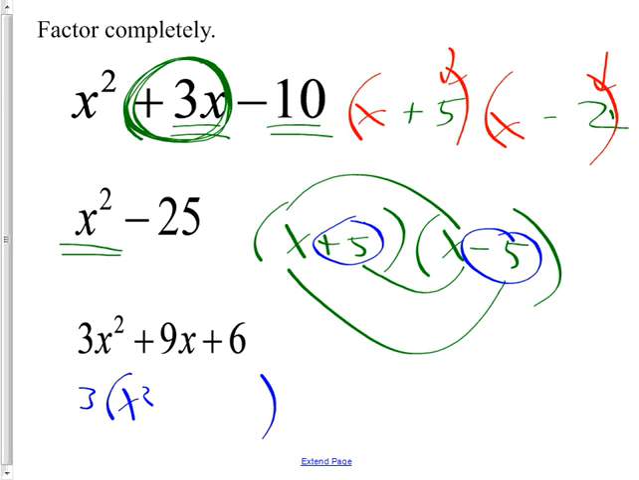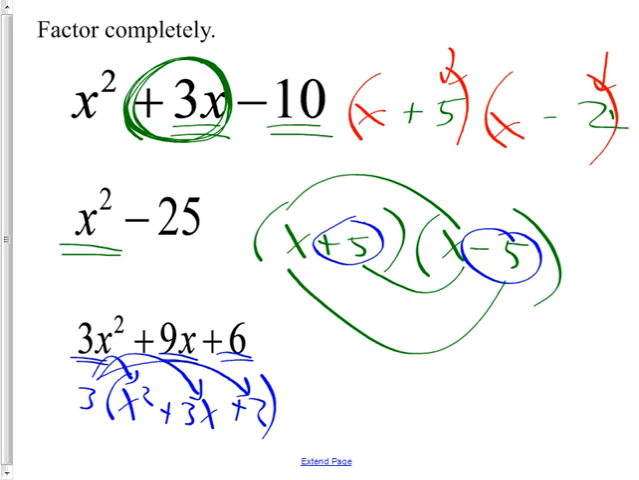X squared plus 3x plus 2. And again, with factoring, the beautiful part is you can always know if you're right. You just multiply it back out. 3 times the x, 3x squared. 3 times the 3x, 9x. 3 times the 2, 6. It worked.